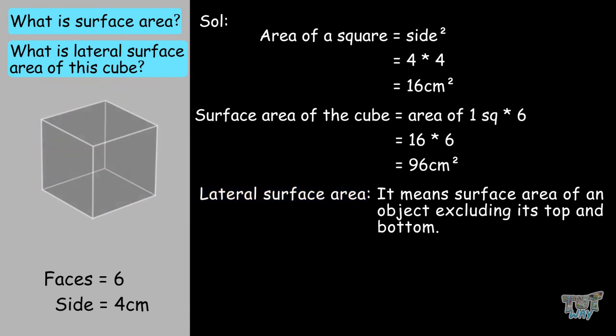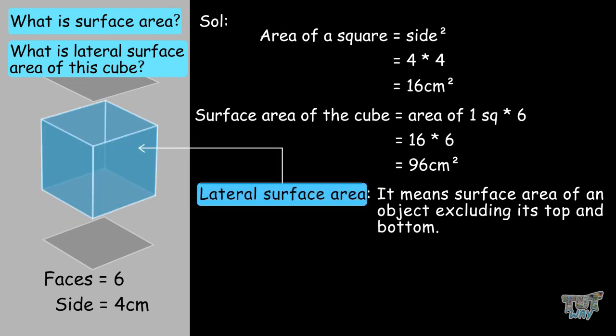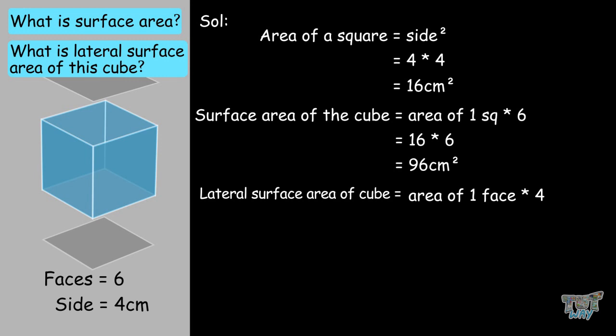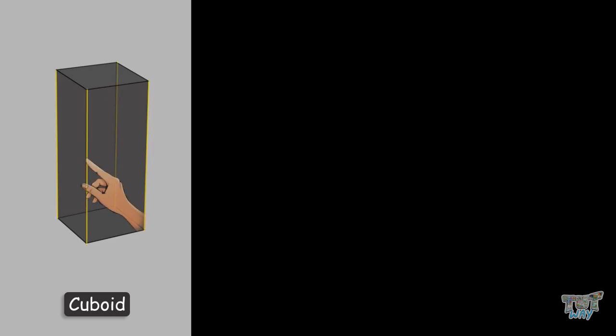For example, if you have a cube-shaped box, do not count the area on the bottom and the top. The remaining surface area is the lateral surface area. So lateral surface area of this cube will be one face multiplied by 4. So 64 centimeters squared. Now here we have a cuboid. Here we will call these sides the height of the cuboid, and the breadth is the length.